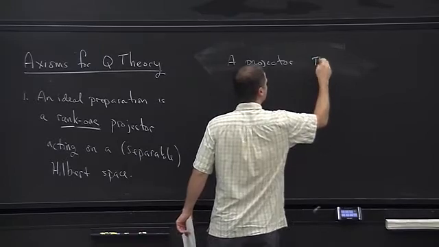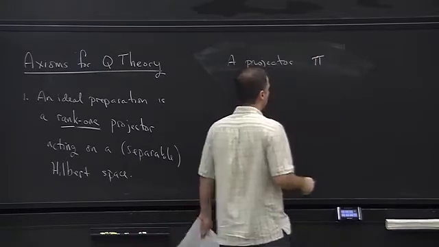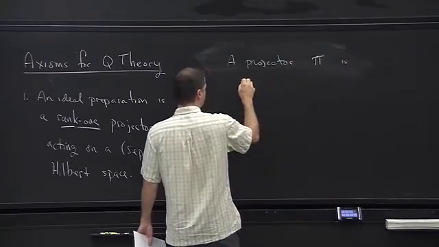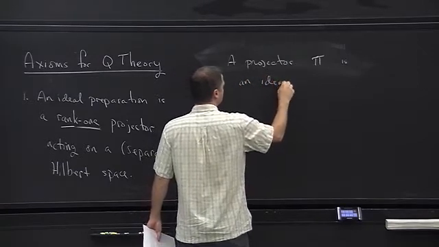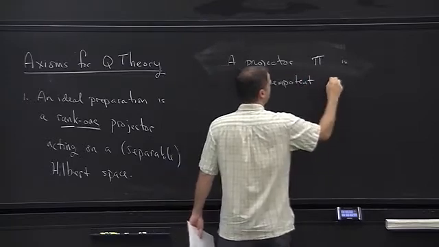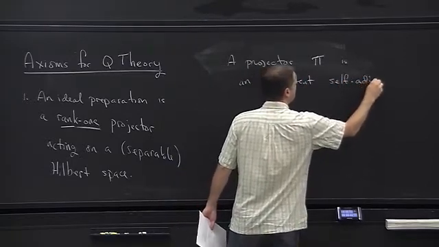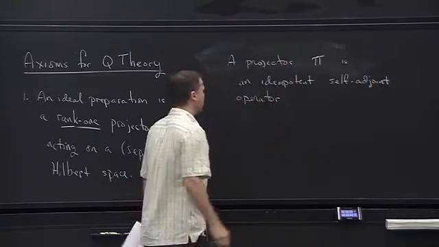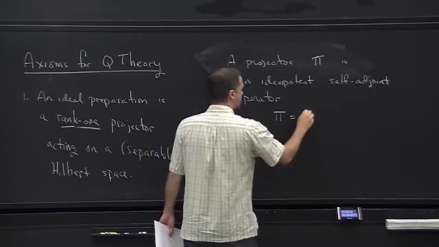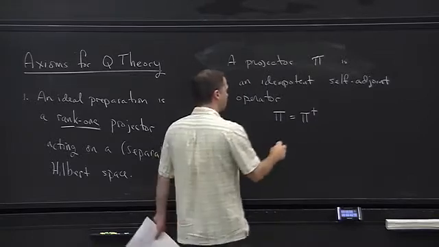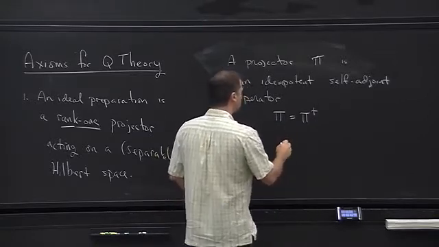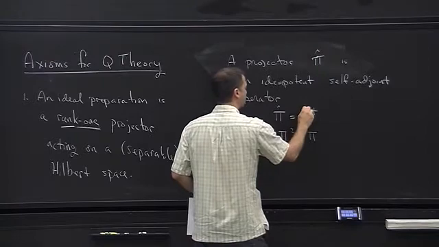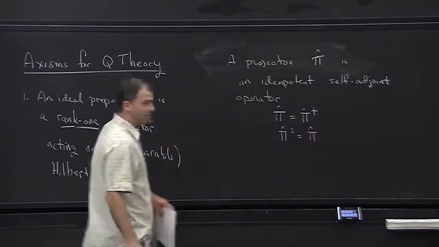A projector pi is an idempotent self-adjoint operator. Okay, so self-adjointness is the condition that pi equals its adjoint. And idempotent means that pi squared is equal to pi. So it's a linear operator acting on our Hilbert space, and it squares to itself.